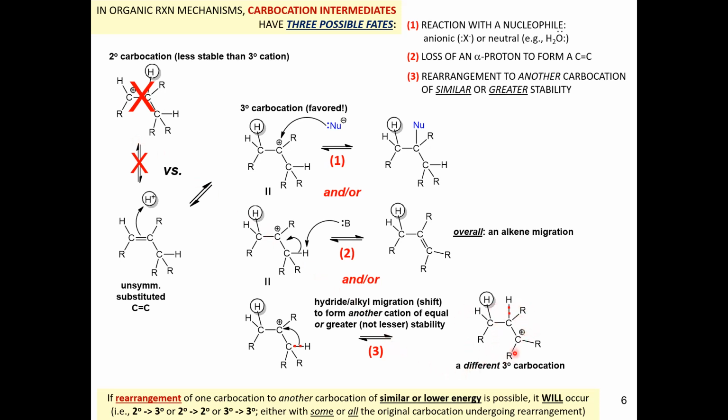Once a carbocation forms, of course, it has the same possible fates of any carbocation. So this newly formed carbocation could be trapped by a nucleophile. It could lose a hydrogen on a carbon next door to form an alkene, or it could rearrange to another carbocation. So the rearrangements could continue.